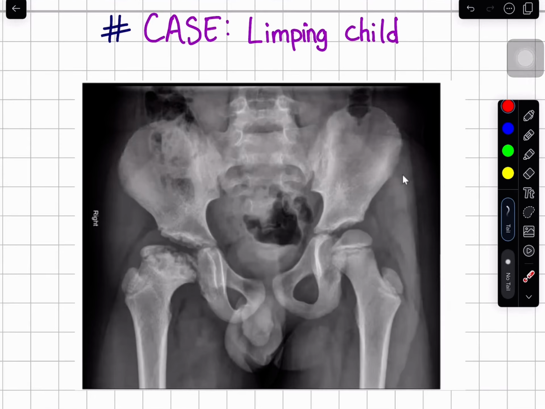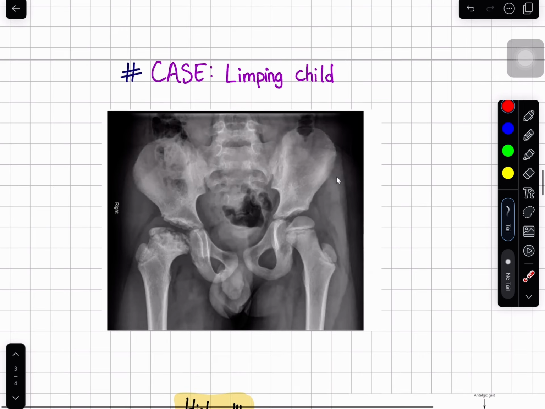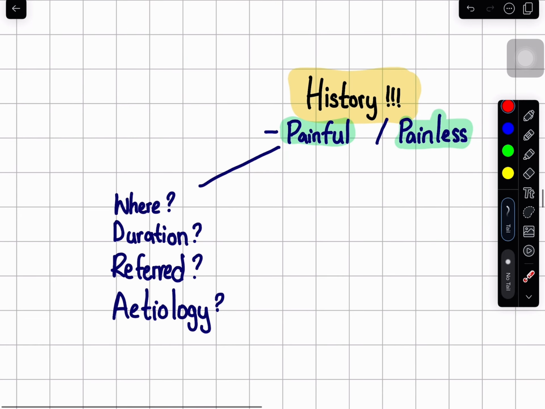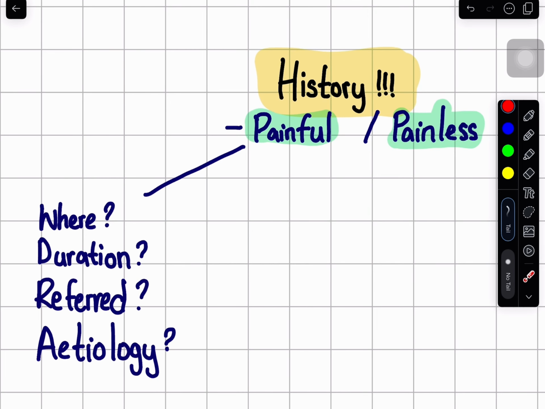Today I'm going to talk about a case scenario where a child, let it be a 7-year-old child, comes with a limp. The most important thing that we can do is to take a good history. In history, first of all, you will ask name, age, and after that, the important thing you have to ask is whether it is a painful or painless limp.